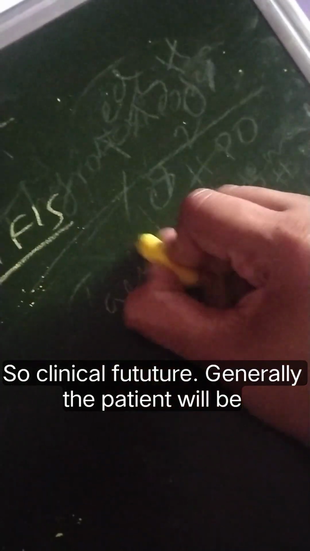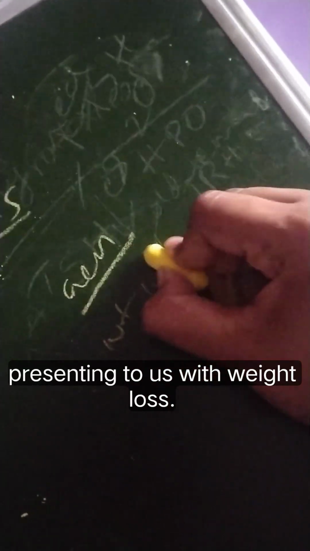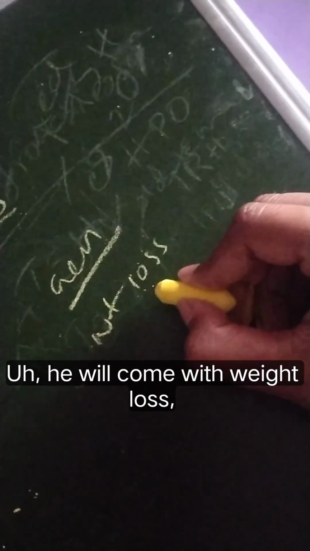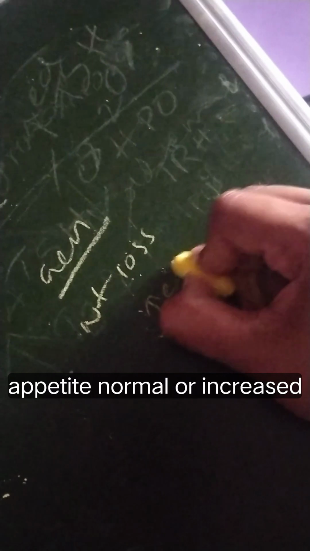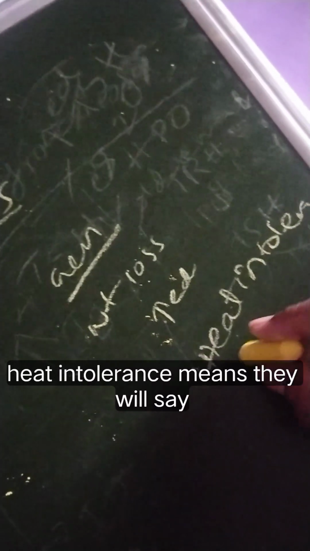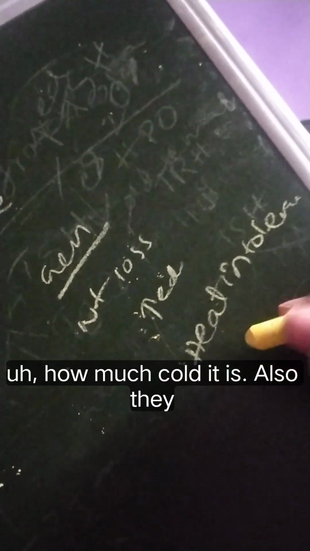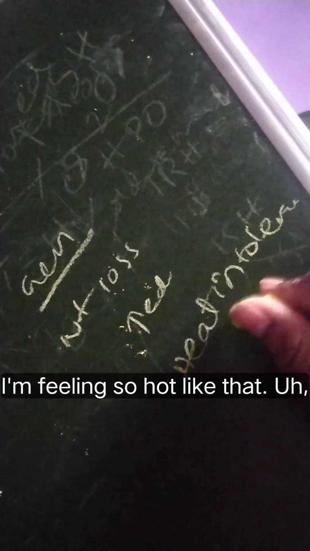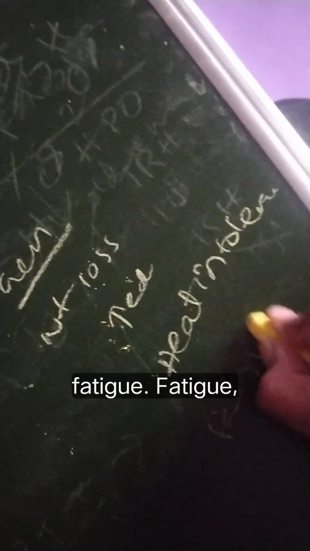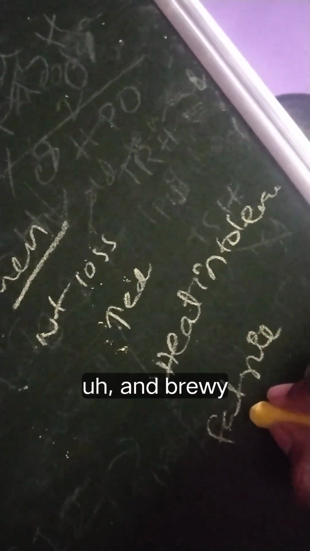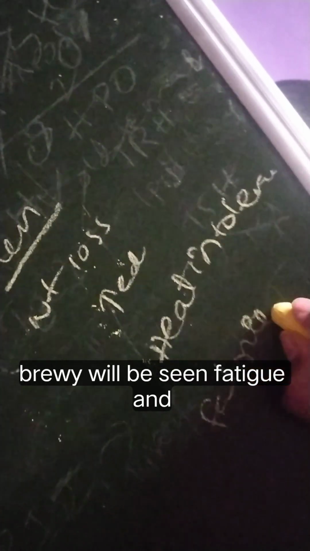So coming to the clinical features. Generally the patient will present with weight loss, with normal or increased appetite, and heat intolerance. Heat intolerance means they will say, even in the cold or with the AC on, I am feeling so hot. They will have fatigue, and a bruit can be heard on auscultation.